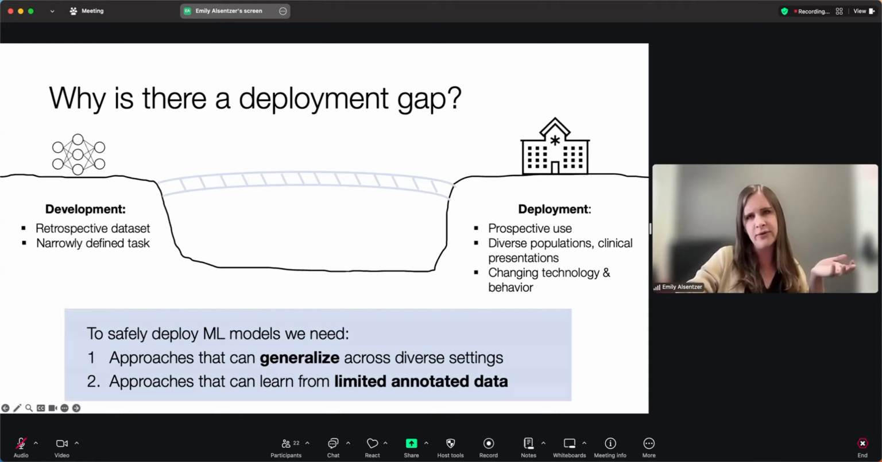So I argue that to safely deploy machine learning models that can handle these challenges, we really need approaches that can generalize across the diverse settings that we are seeing in the clinic, and approaches that can adapt to these settings without requiring extensive amounts of expensive annotated data.